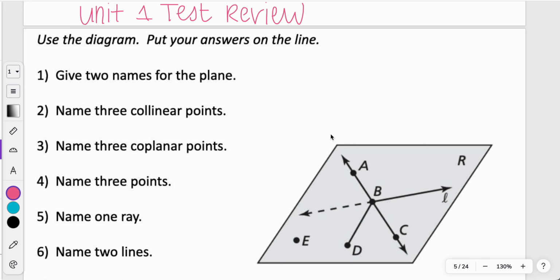Today we're going to be looking at our Unit 1 test review. So we've got a whole bunch of points, lines, and planes, lengths of segments, definitions of angles, distance formula, and just finding missing measurements of angles. So let's go ahead and get started.